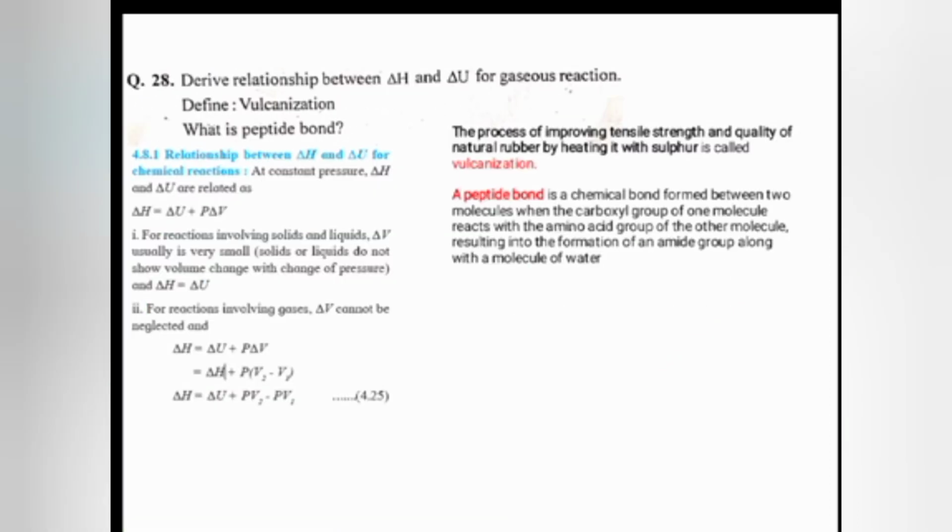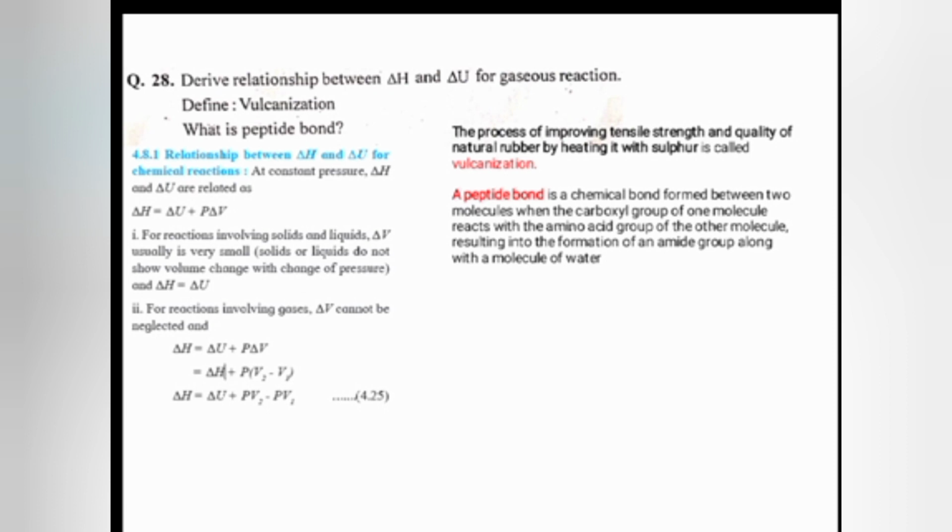Derive the relationship between delta H and delta U. This is a very famous question. Delta H is the enthalpy change of the reaction, delta U is the internal energy change for the reaction. So delta H is equal to delta U plus P delta V. This is the relation. And what is vulcanization of rubber? The process of improving the tensile strength and the quality of natural rubber by heating and adding sulfur is called vulcanization of rubber.